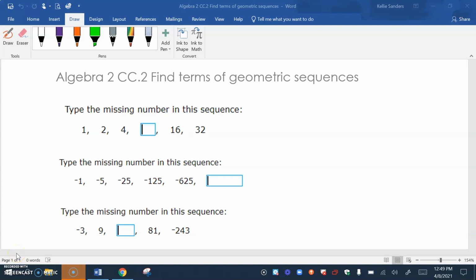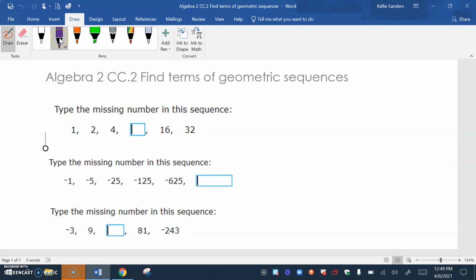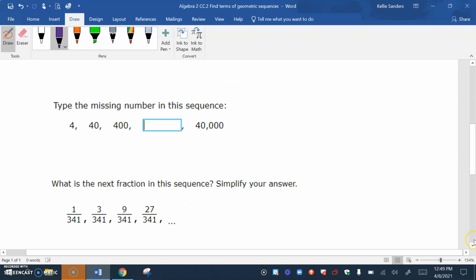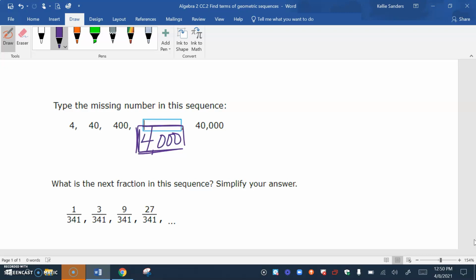On CC.1, we did arithmetic sequences where you add or subtract the same number every single time to get to the next number. On a geometric sequence, we're either going to multiply or divide. And when I say divide, dividing is basically multiplying by a fraction. So on this, yes, we have a 4, a 40, a 400, and then a 40,000. So the one in the middle should be 4,000.